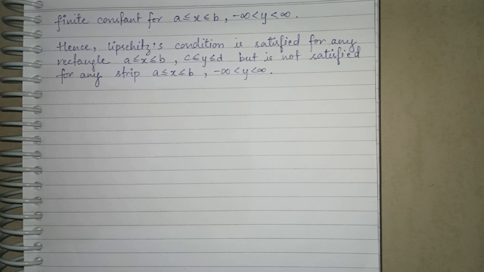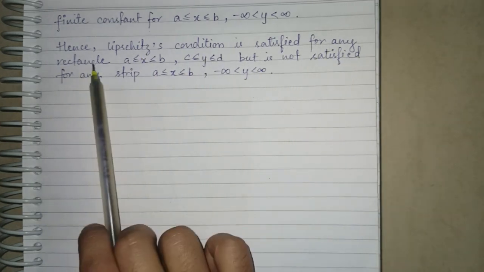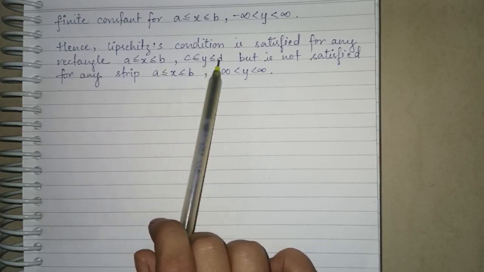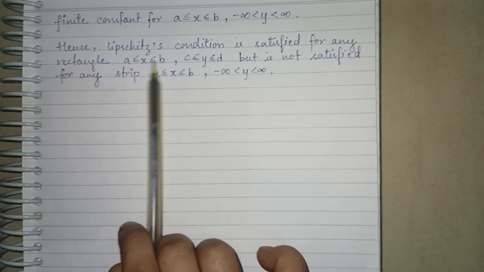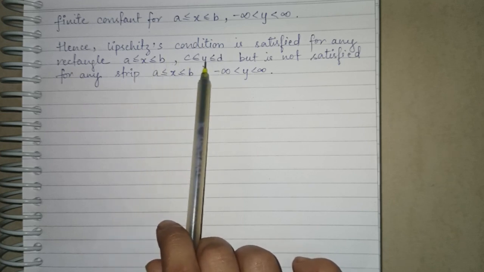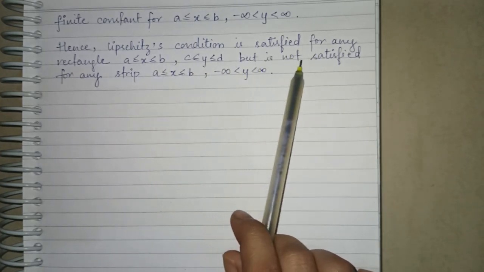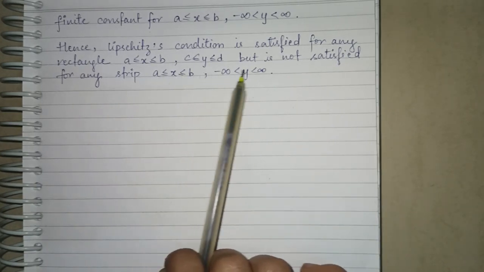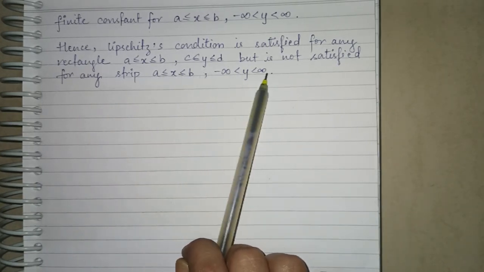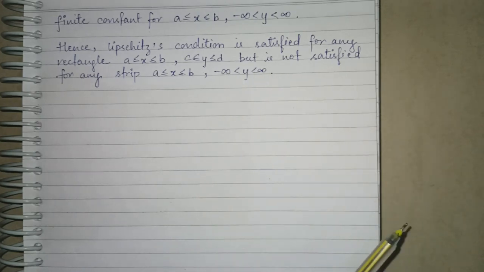So here you can see that the Lipschitz condition is satisfied for any rectangle containing (x, y) points where x is in between some fixed values and y is also in between some fixed values, right? But it is not satisfied for any strip where x is fixed but y can take any value between minus infinity and infinity, right?